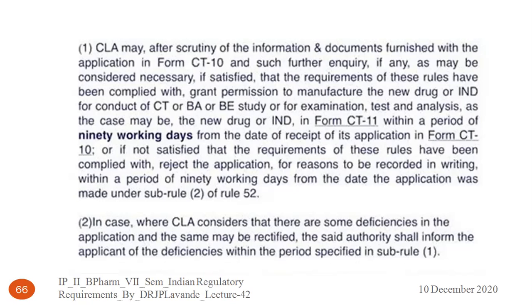So this point describes that the Central Licensing Agency gives the grant, gives permission, and what is the time duration for the CLA to give permission? It is 90 working days. So in which form will they give permission? They will give permission to conduct the clinical trial in Form CT11. That is the grant of permission. The application is in Form CT10 and the grant of permission is in Form CT11. So how many days will the CDSCO take? CDSCO will take 90 working days, right?